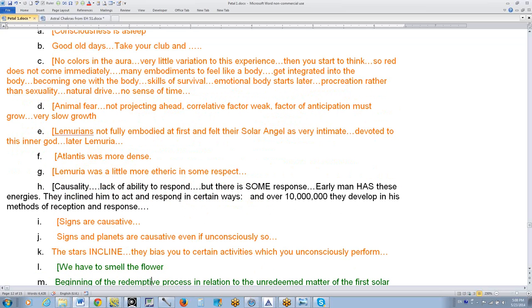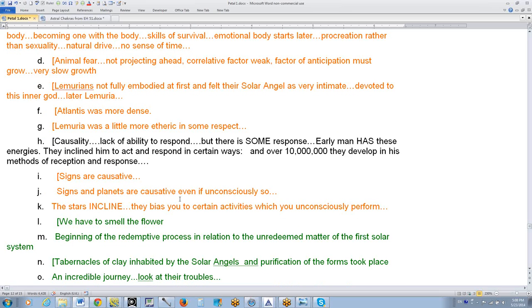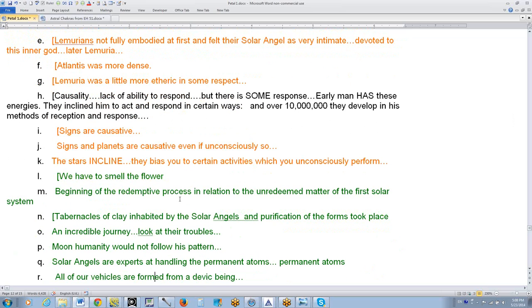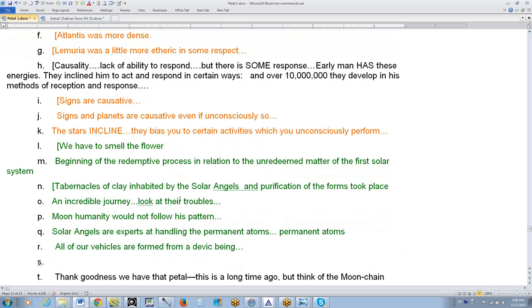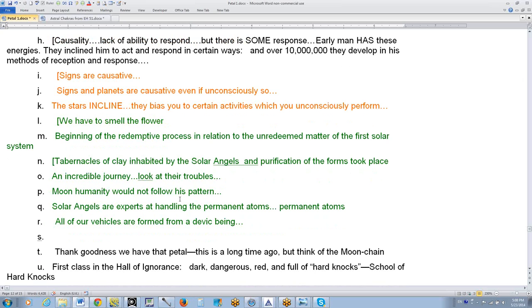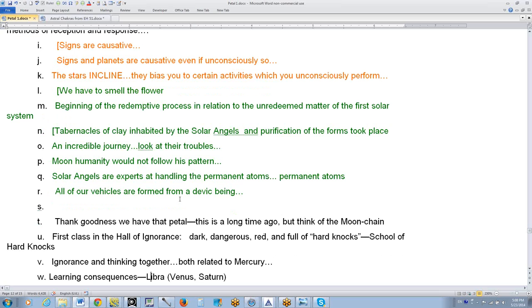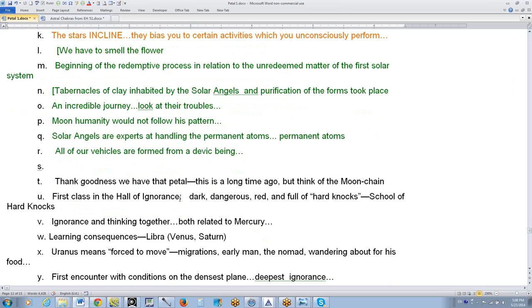Interesting that Atlantis became more dense. If I see something standing out, I may speak of it, but you can take a look at these as they go. Different classes are different colors. There were huge tabernacles of clay inhabited by the solar angels themselves. So some of these early men were actually with great intelligence because the solar angels actually took on the incarnation. It gives us a sense of the incredible journey we've been on.